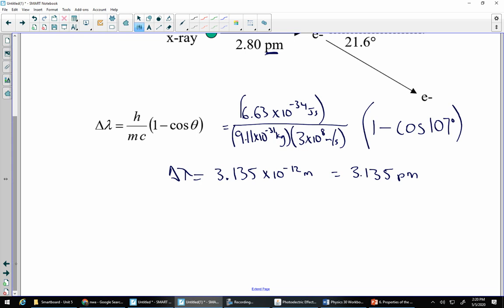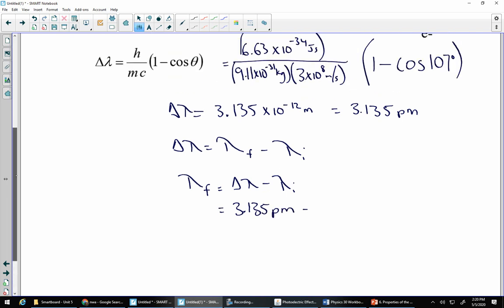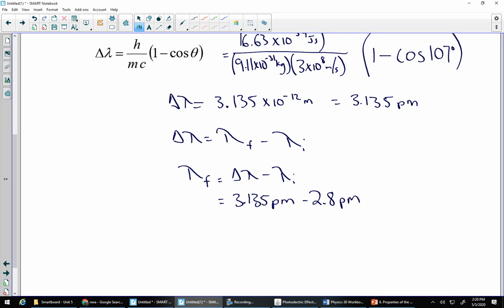If I wanted to figure out my final wavelength, well, it's easy. I just say change in wavelength is equal to my final wavelength minus my initial wavelength. So let's see, final wavelength must be equal to my change in plus my initial. Nice. So my change in, 3.135 picometers. My initial, I better double check, I think it was 2.8. Yep, there it is right there. 2.8 picometers. And when we plug that in, it works out to be 5.94 picometers. So my final wavelength, or my wavelength after the collision happened, 5.94 picometers. Cool, so not so bad. The Compton equation, not so bad.